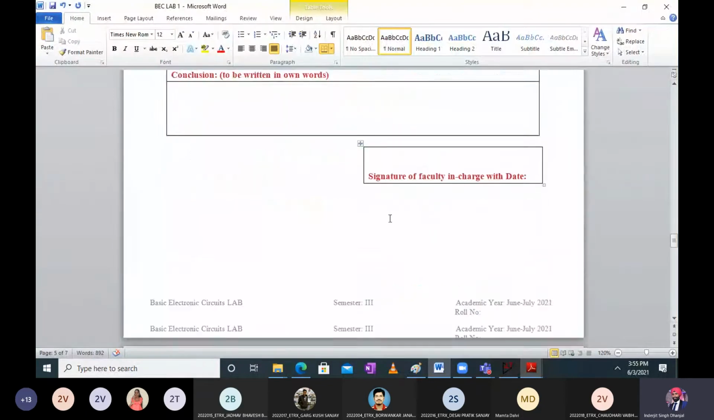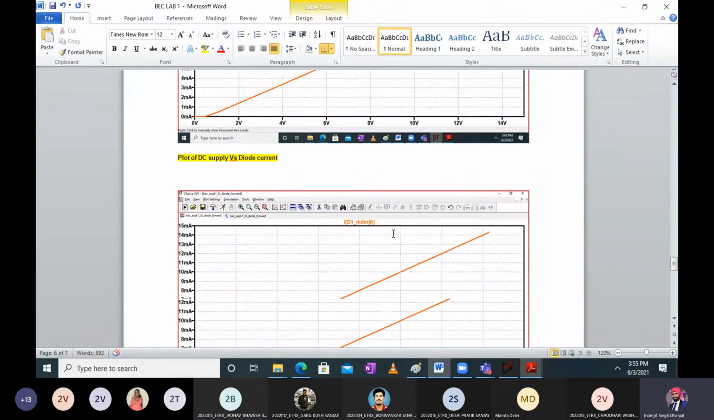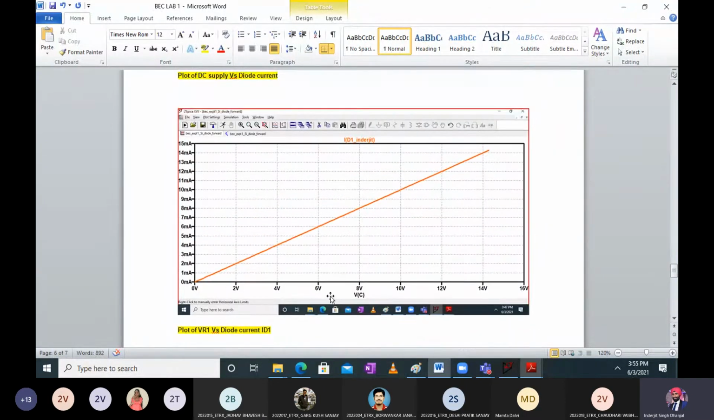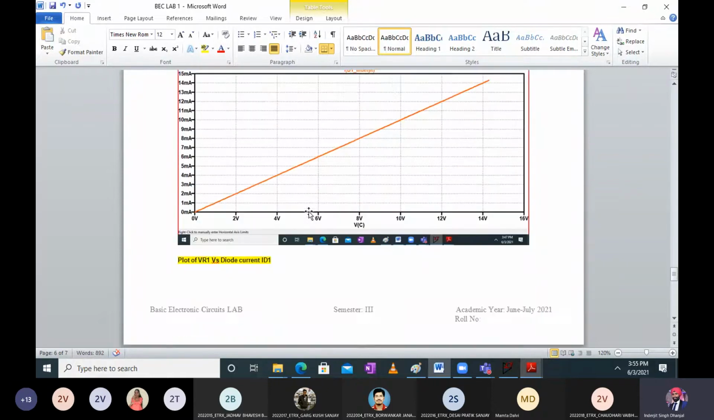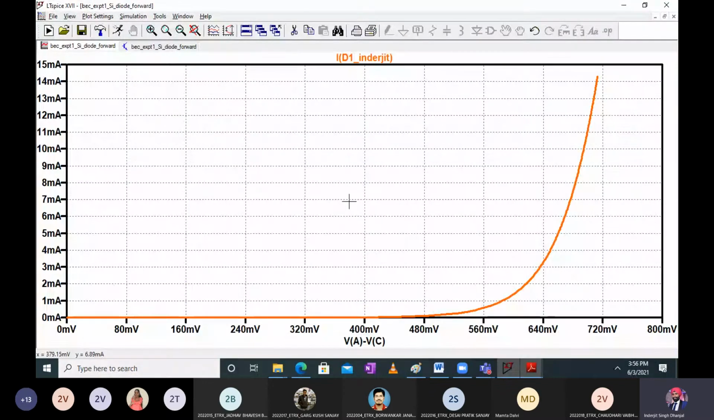One technique is that you go in this graph and find out with the cursor at 1 volt how much is the current, at 2 volt how much is the current, and so forth. Then you go to the VR1 versus diode voltage plot and note down the corresponding values of currents. But this will definitely be a time consuming way.